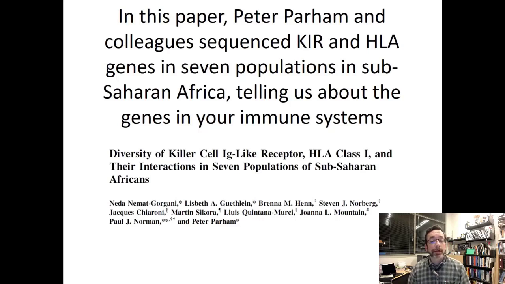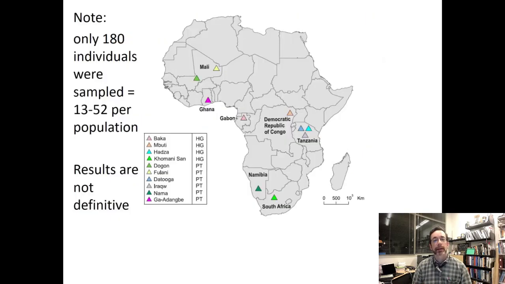So just look at the title here. Diversity of killer cell Ig-like receptor, that is what KIR stands for, HLA class 1, which is the MHC gene locus, and their interactions in 7 populations of sub-Saharan Africans. These are the 7 populations, and also 3 other populations that they use the information from previous studies. One of the things about this, the 7 populations, they only were able to sample about 180 individuals. That means that you had maybe 13 in some populations, up to 50 people per population.